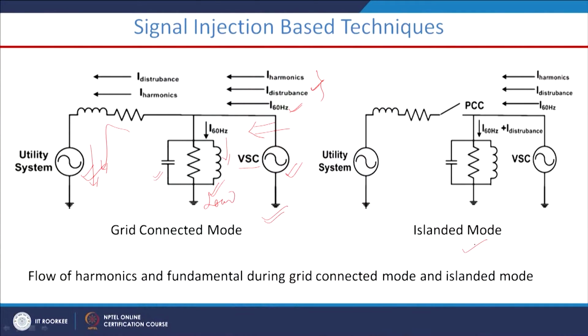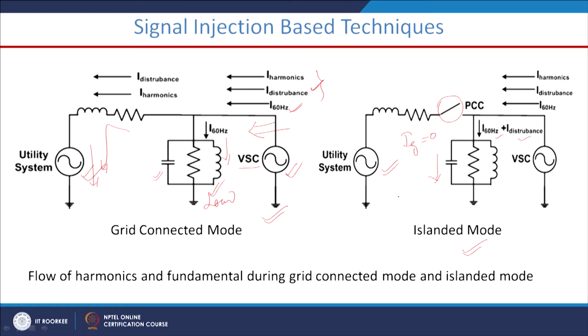During the islanded mode of operation, our circuit breaker at the grid side is open. As a result, the grid current is 0, Ig equal to 0, during the islanded mode of operation. What happens in this condition? The I60 or 50 hertz signal and the I disturbance, including the harmonic components, flow through the load. That is the difference between the grid connected mode and the islanded mode of operation.